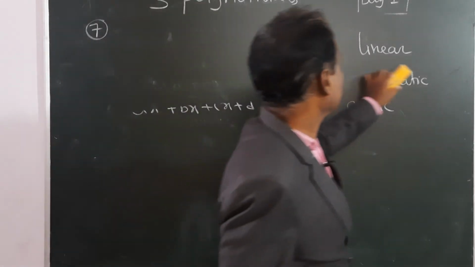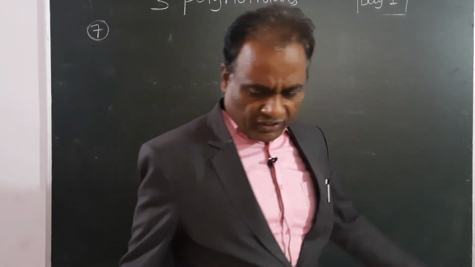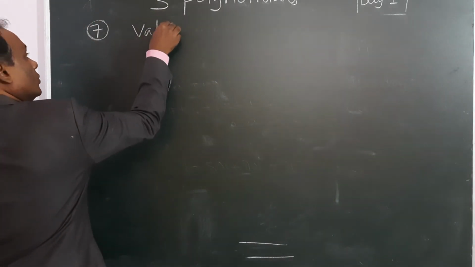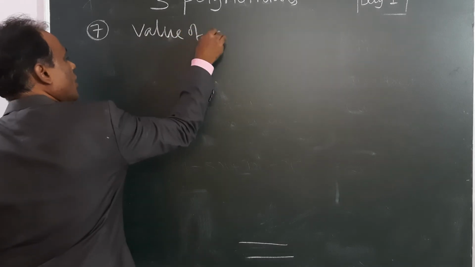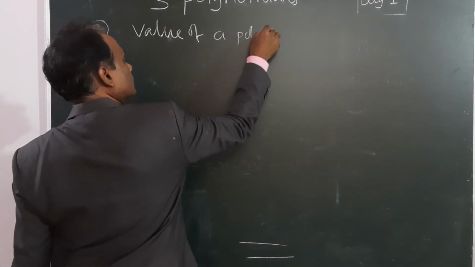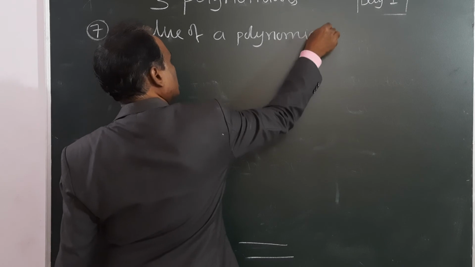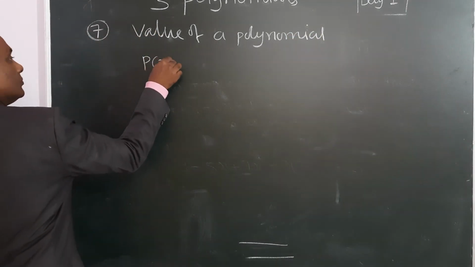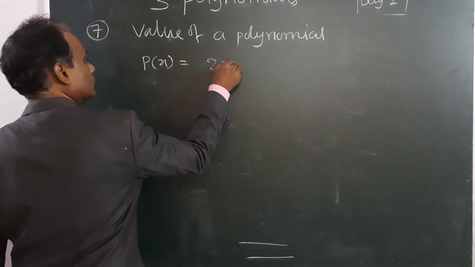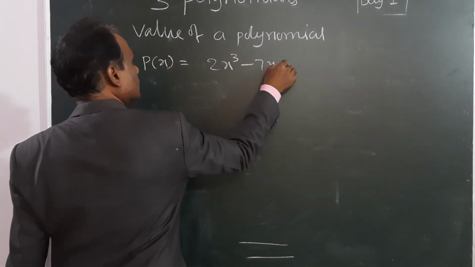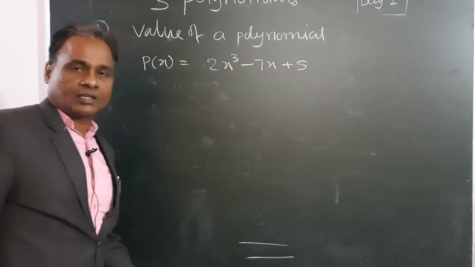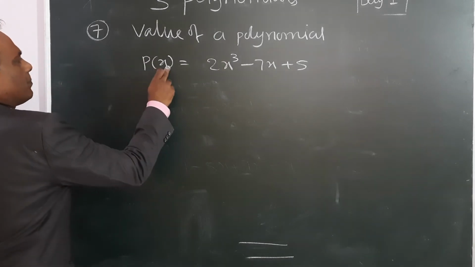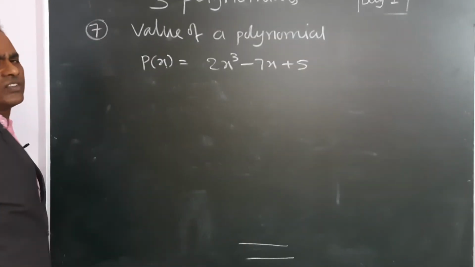Next, seventh point, write down: value of a polynomial. Write it on the side as a heading. See, this is a polynomial denoted by, say, p of x. This is the notation of this.